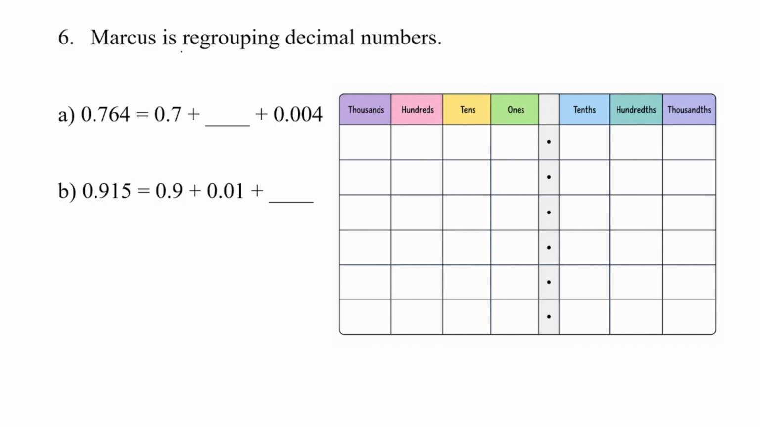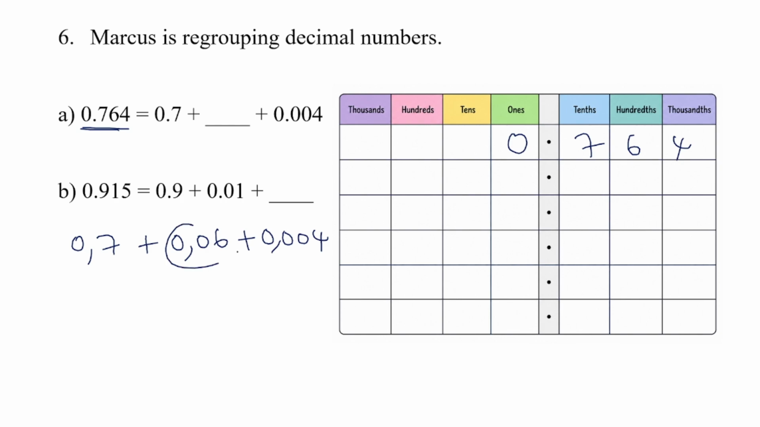Marcus is regrouping decimal numbers. We have 0.764. Let's put this in our place value grid. So this is 0, then 764. When we're adding this, what do we have? We start with 0.7, then plus 0.06 plus 0.004. So what is missing here is our 0.06.